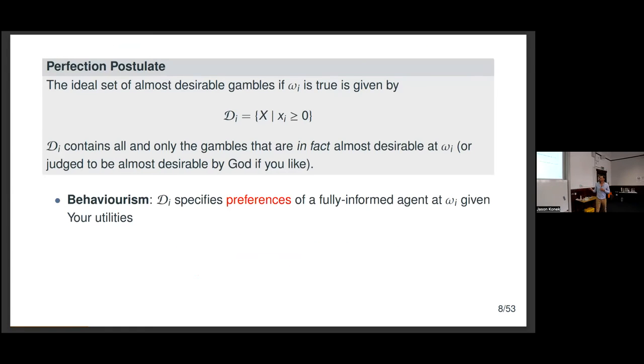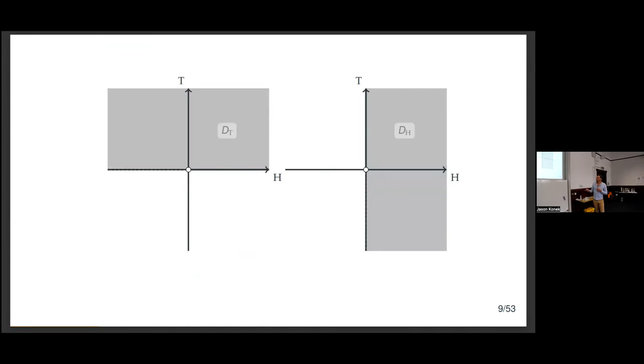Good. Okay. So here's a picture of the ideal gamble. If we're just thinking about gambles on heads or tails, then in the heads world, the perfect set of almost desirable gambles is all the stuff that pays out in non-negative amounts on heads. And in the tails world, it's the set that pays out in non-negative amounts on tails. And then you can obviously see how this is going to scale up to finite dimensions.